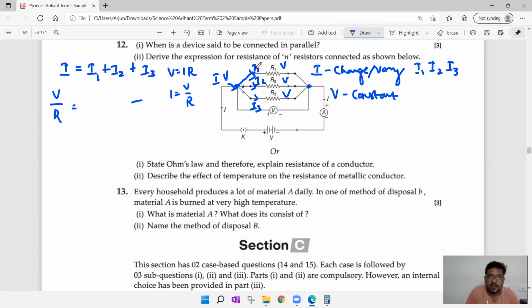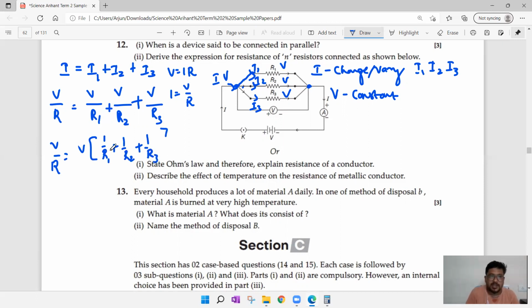So if you want to find I1 current, the voltage at R1 is V, divided by the R1 value. For I2 current, the voltage at R2 is V divided by R2. The voltage at the third resistor is V, divided by R3. Now from this, V by R is equal to V by R1 plus V by R2 plus V by R3. V is constant, so if you take V common, 1 by R1 plus 1 by R2 plus 1 by R3. On LHS and RHS, V will be cancelled.